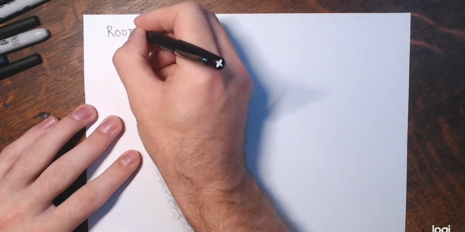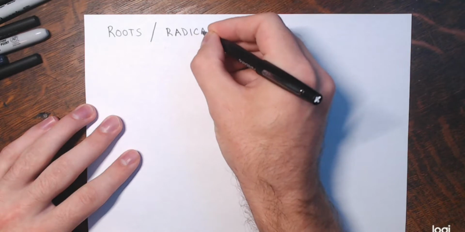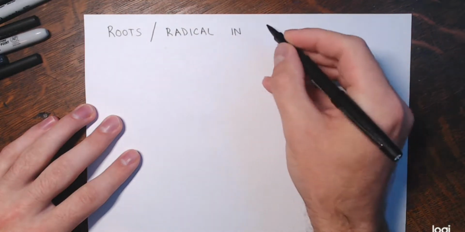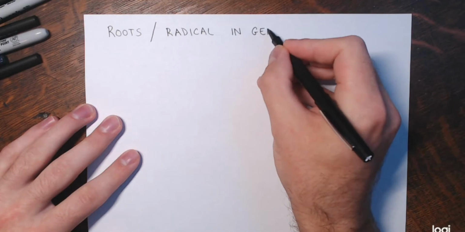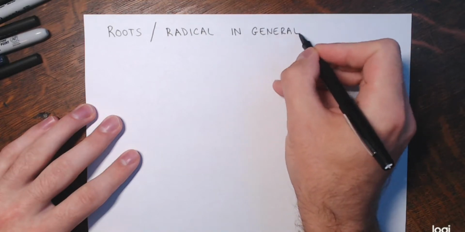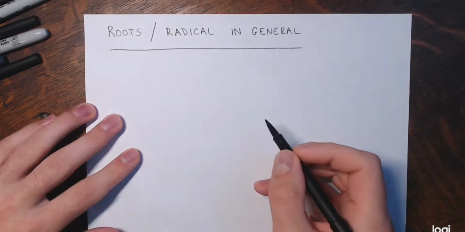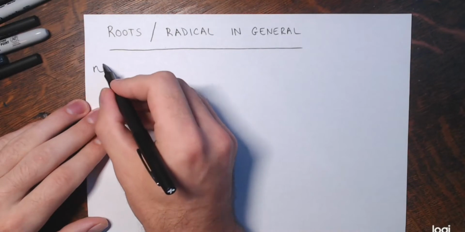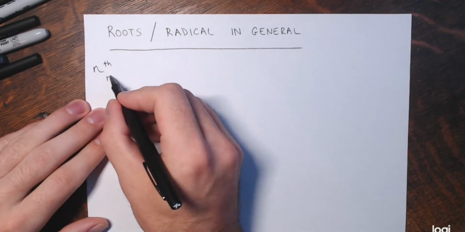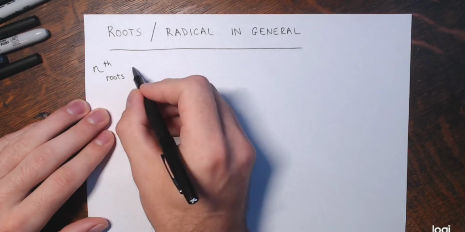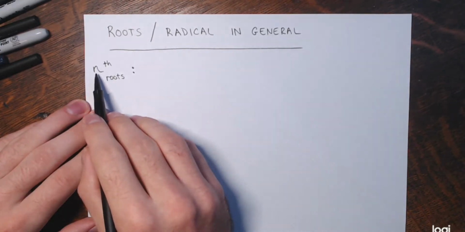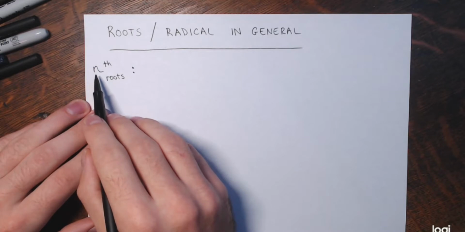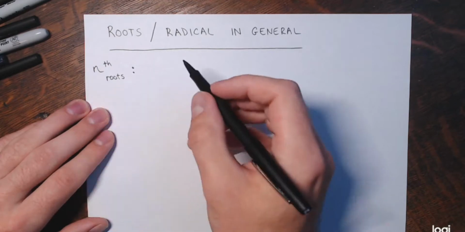So roots, or radicals in general. Alright, so earlier I was doing square roots. Now I'm just going to talk about nth roots. So square root is the second root. Then you have cube roots, which are third roots, fourth roots, fifth roots, sixth roots, and so on.